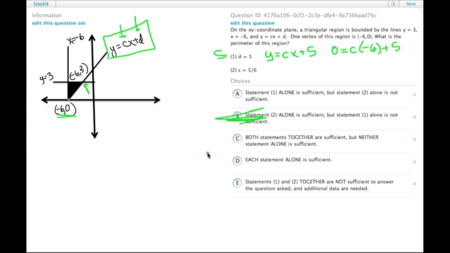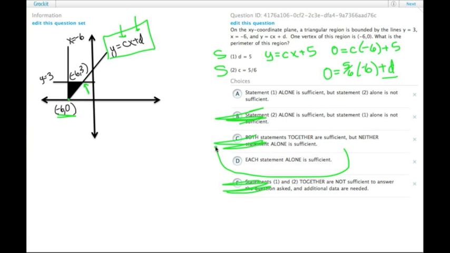And we can cross off b, c, and e. Statement 2 gives us c equals 5/6. We do the same thing. We have that same equation. We plug in the same points. We would get 0 equals 5/6 of -6 plus d, again, because we don't know what d is with just statement 2. But again, one variable and the rest of it's just math stuff. So we can solve for d, and from there find out that third point. So that statement 2 is also sufficient. Either one on its own is sufficient to answer the question.